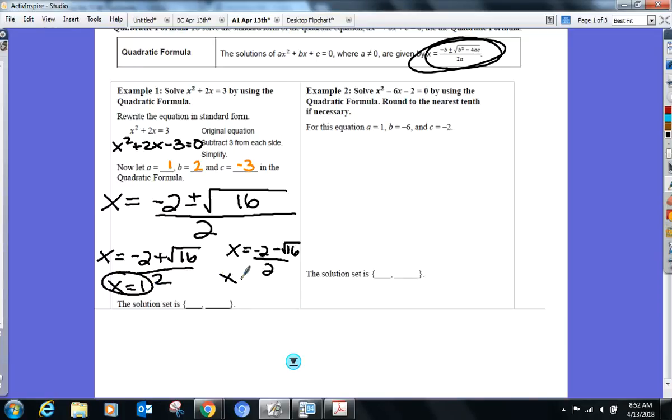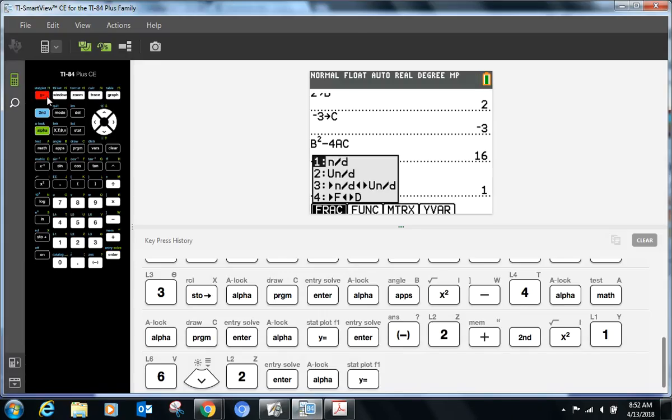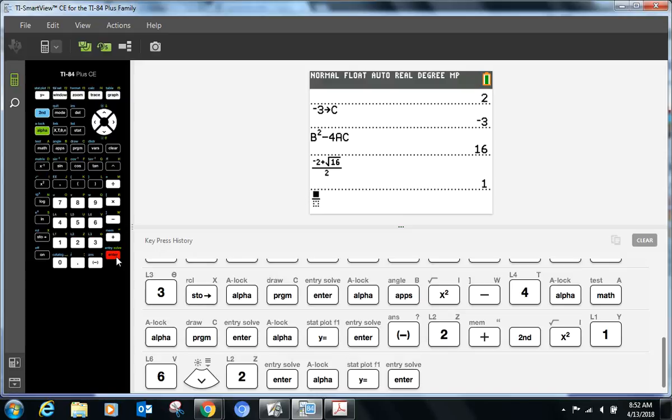And x equals, you do the same thing. Yep. On the calculator, how do you get it so everything's over 2? Alpha y equals. You ever seen that before? Yeah. Fraction template. How do I get it all over 2? Well, when I tried it, it just puts the square root of 16 over 2 and not the whole thing.